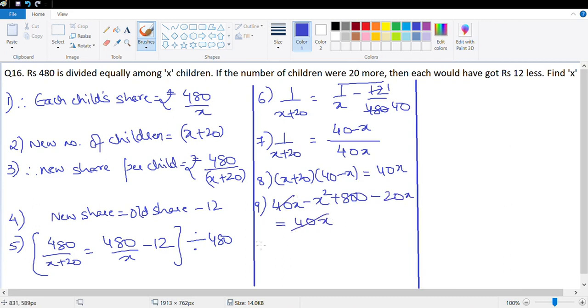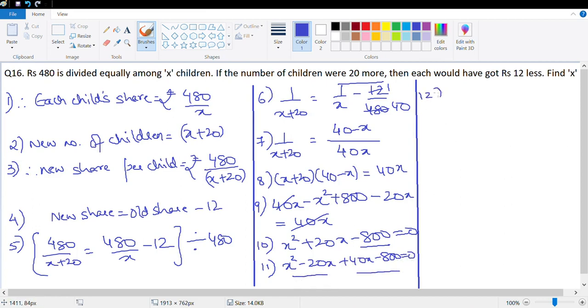40x gets cancelled from both sides. Let's take everything on the right hand side so that we have an x square which is positive. So we have x square plus 20x minus 800 is equal to 0. Factors of negative 800, the sum of which is 20. So that would be 40 and 20, 40 being positive, 20 being negative. So x square minus 20x plus 40x minus 800 is equal to 0. Grouping it the way I have underlined, we get x times (x minus 20) plus 40 times (x minus 20) is equal to 0. (x minus 20) is common, so we have (x minus 20) multiplied with (x plus 40) is equal to 0.